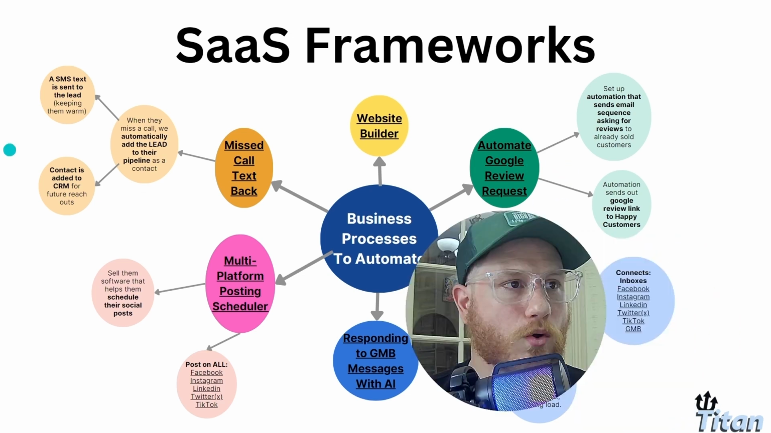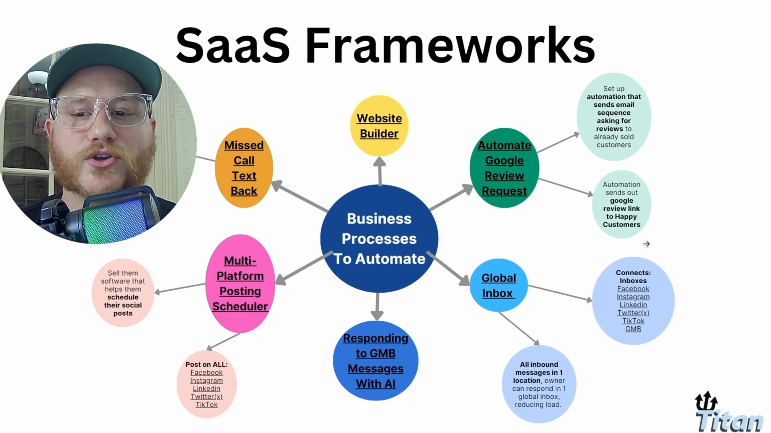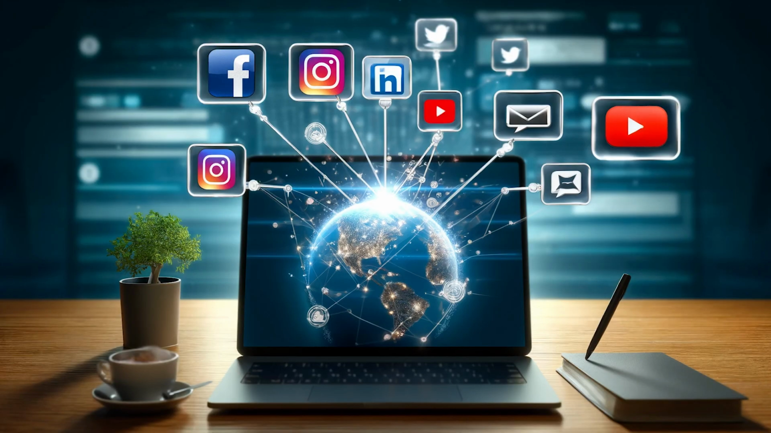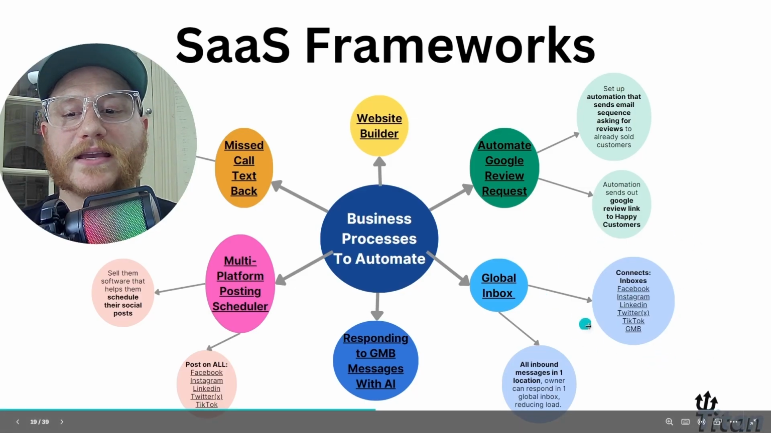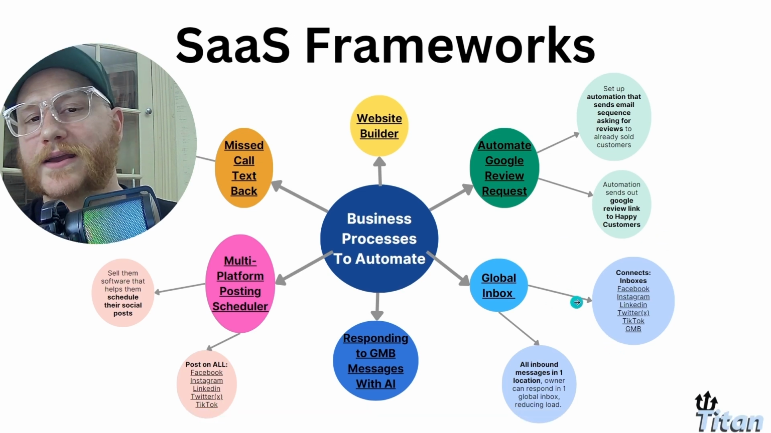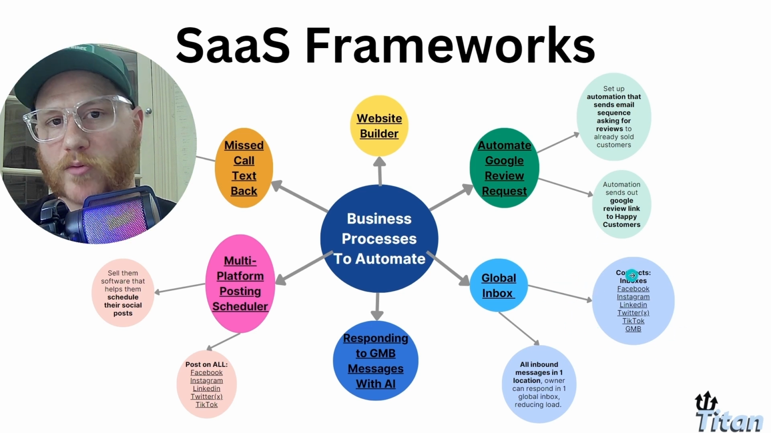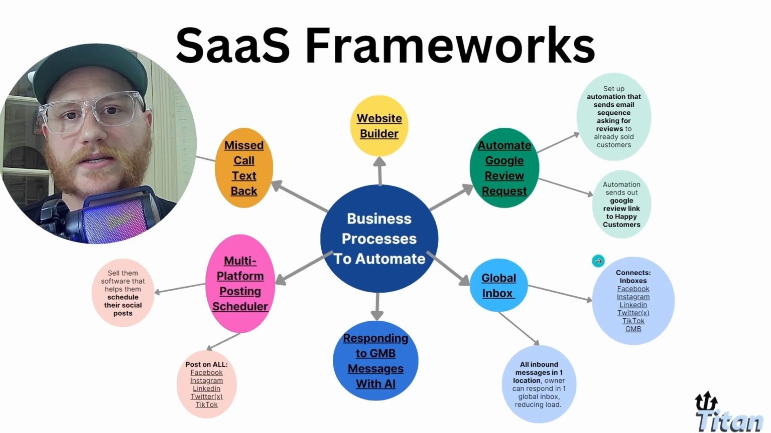The next one I'm going to go over here is Global Inbox. Now, GoHighLevel has a very unique feature inside where you can connect Facebook, Instagram, LinkedIn, Twitter, TikTok, Google My Business, and all of these get funneled into one inbox where then your client can go ahead and speak to all of these customers inside of that one inbox. Now, this really helps because it consolidates all of the complexities of managing so many different social accounts.